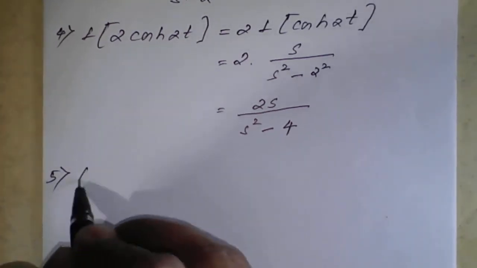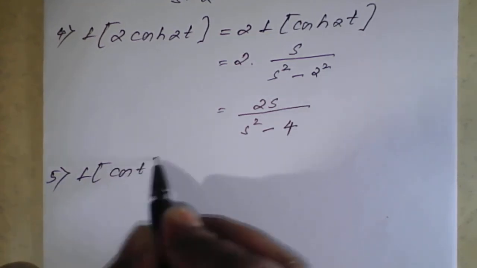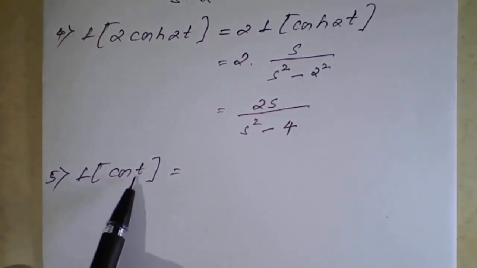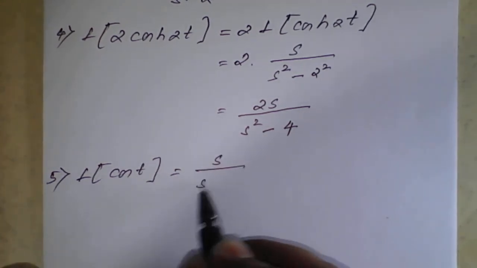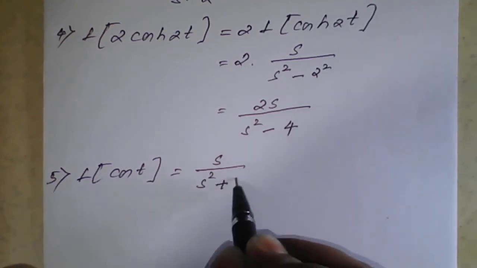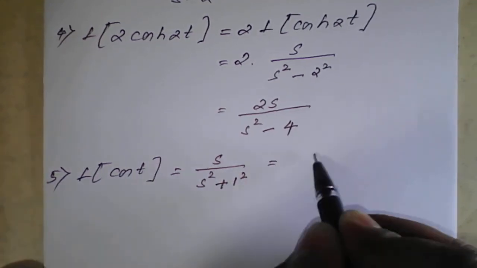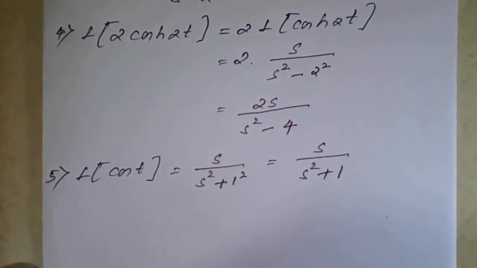Next example will work out based on the next formula, that is Laplace of cos of t. The coefficient of t is 1. Therefore the answer is s divided by s square, because it is trigonometric, plus sign will come, 1 square. So I can say that it is s divided by s square plus 1.